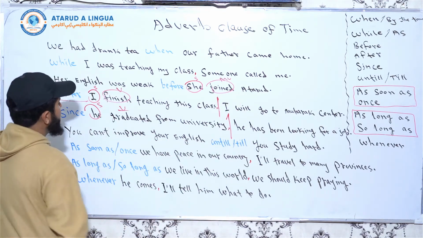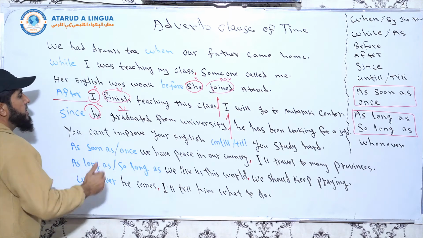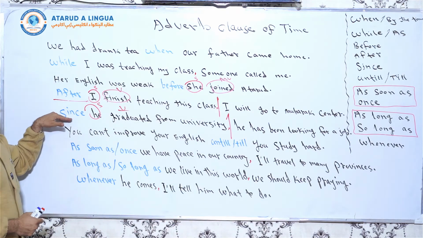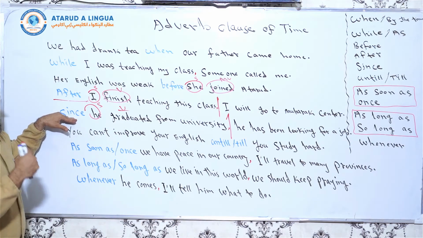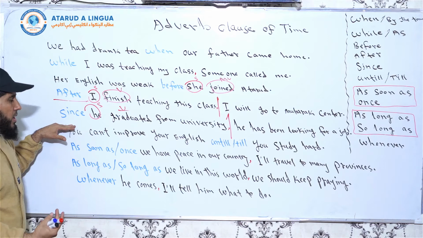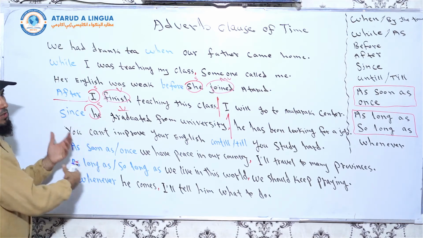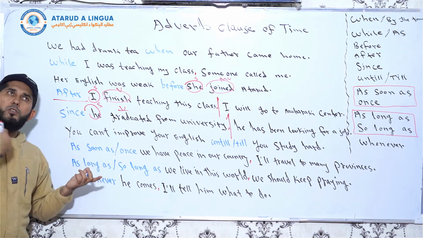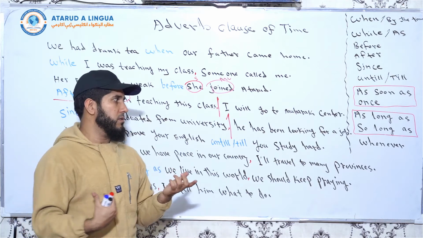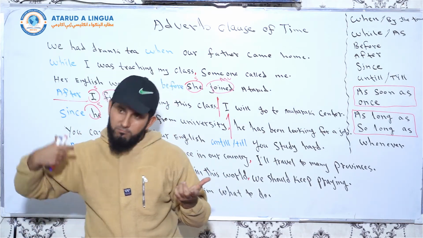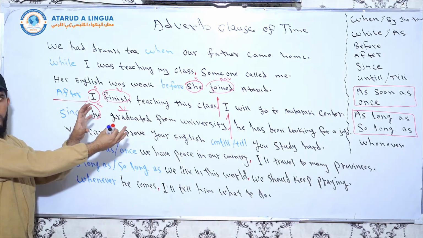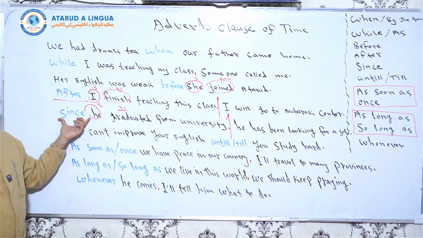Okay. So now look, you can't improve your English until or till you study hard. One thing that I forgot here, I told you that this word also has double functions. If it's followed by subject plus verb, it functions as a conjunction. If it's followed by object, it functions as a preposition. For example, since 2005, I've been an English teacher. I have been an English teacher since last year, since January, since February, right? If it's followed by a noun, okay, or object pronoun, then it functions as a preposition.